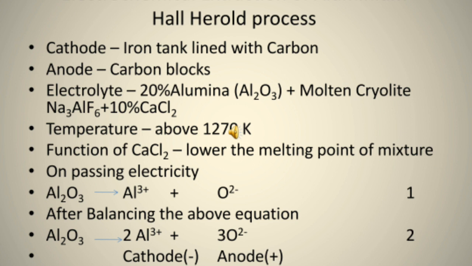Now see that in aluminum 3+, what is the character of aluminum here? Positive character. Always the positive character goes to the negative character. That means it reaches the cathode, which has negative character. In the same way, oxygen 2- has negative character, so it goes to the positive. Which one has positive character? The anode. So oxygen 2- goes to the anode.